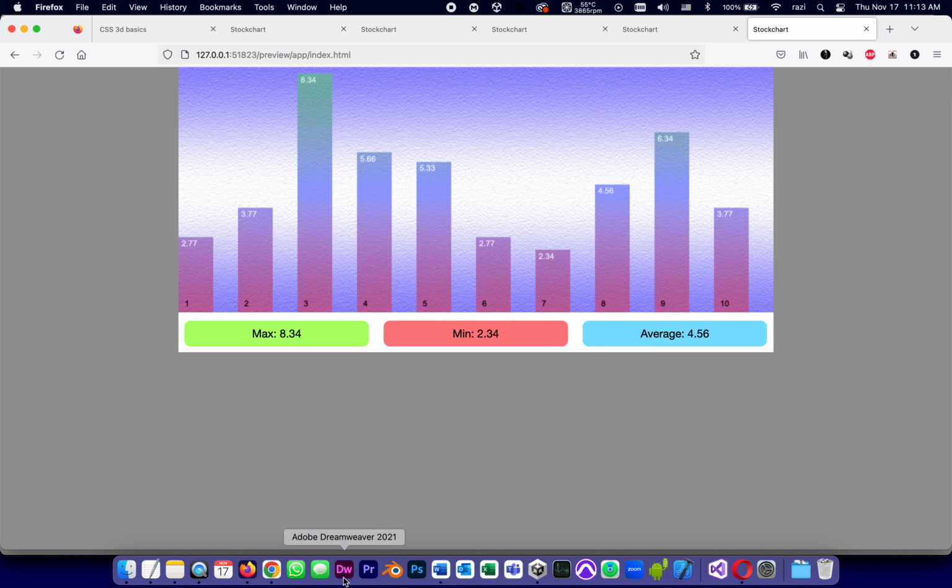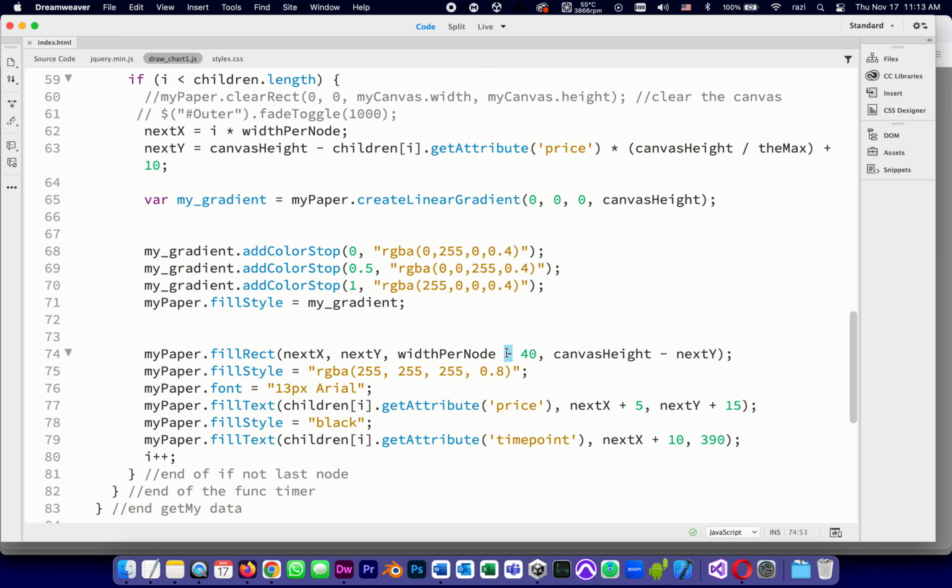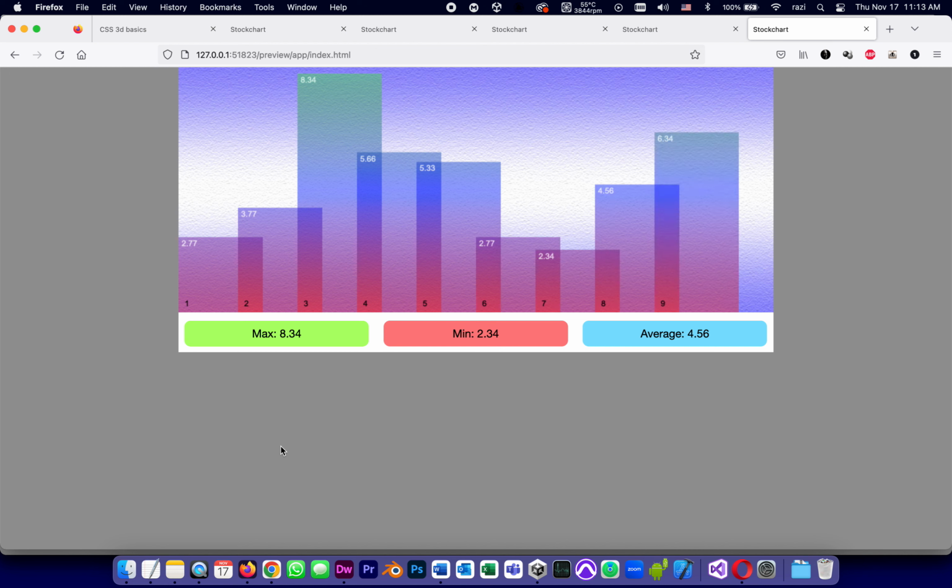What could be even more interesting is what happens if I do a plus. If I do a plus, each one of them will be 40 pixels too wide, and they will overlap each other. Since they are semi-transparent, that actually might look kind of cool. And it does. Right now, each one of them is width per node plus 40 pixels.